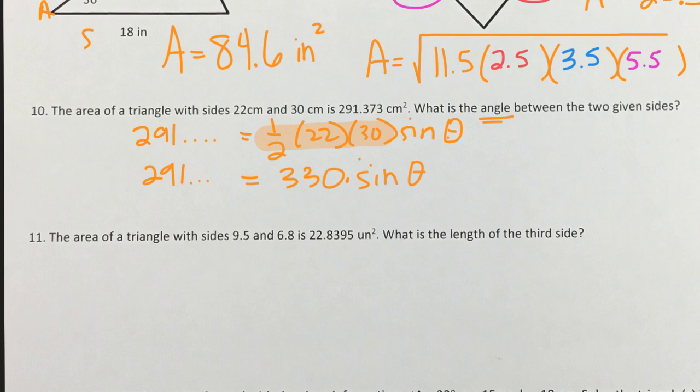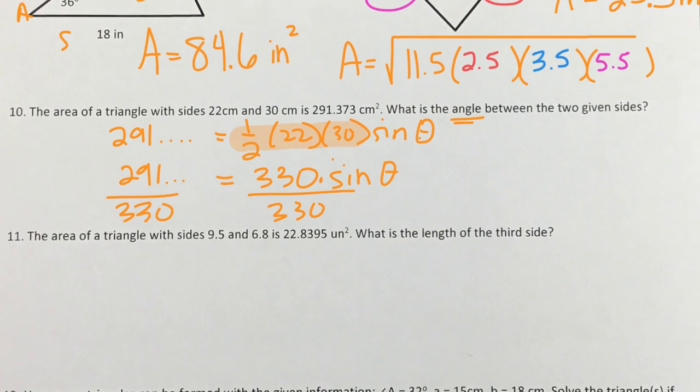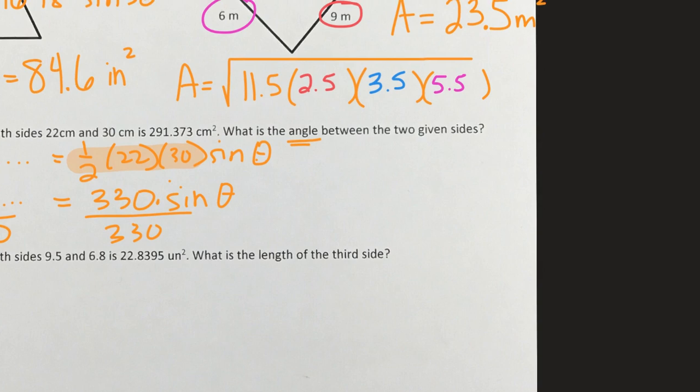Next step, divide by 330. Now if your calculator tells you something bigger than 1, that means you have made some gross error somewhere. The bottom number of 330 should always be bigger than that top number. And I get 0.8829 and so on, equals the sine of theta.